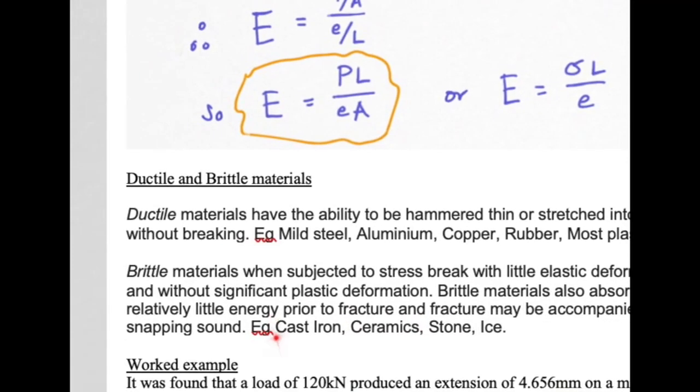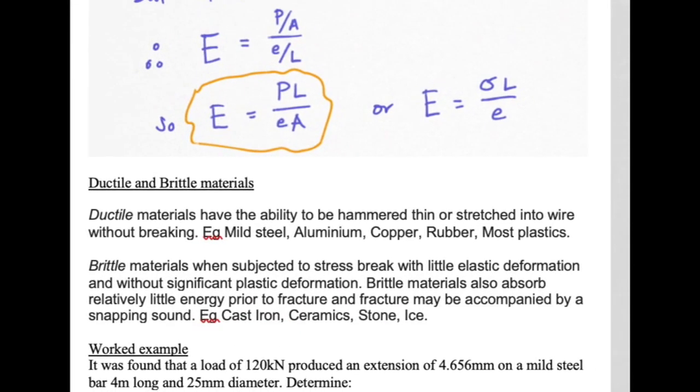And when we get back into steels, a steel such as cast iron displays brittle properties. Okay, so the definition or the little explanation says brittle materials, when subjected to stress, break with little elastic deformation and without significant plastic deformation.